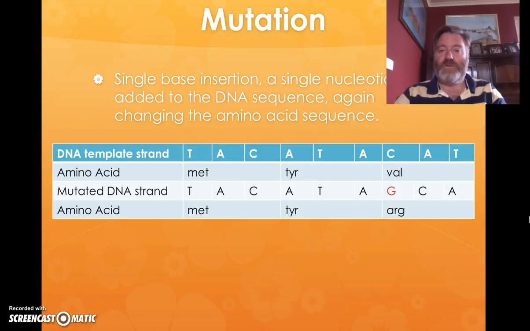You can also insert one. So again, here we are at valine, but I've inserted an extra G. So that G goes in there, C goes across to here, A down to there, T starts the next amino acid code, and my valines become arginine. So again, all the way downstream I've got changes in my amino acids. So I've inserted one base, it's changed all the amino acids.